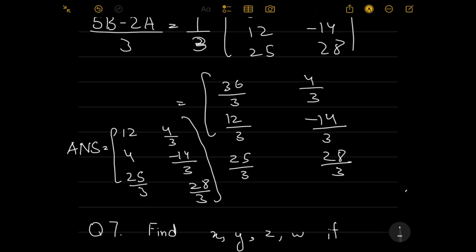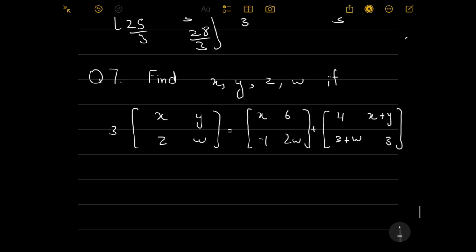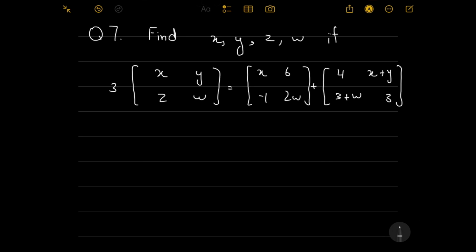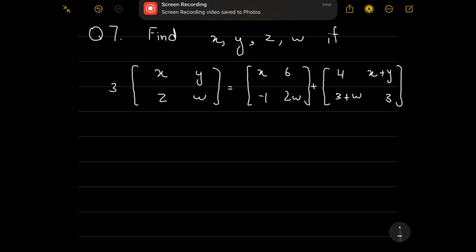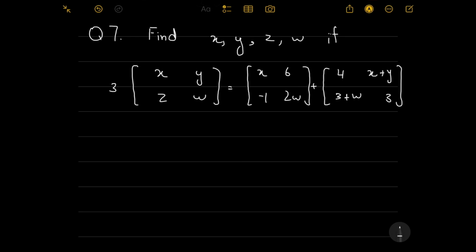It's a bit messy, but I'm sorry, I am out of space here. So it's a bit complicated, but if you pay attention, then it's very easy. So question number 7 is find x, y, z, and w if this is a kind of equation. So it's 3 this and equals this. This kind of questions we've done in the previous exercises, so it must be easy for you.